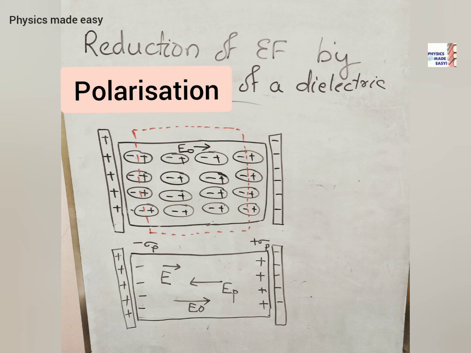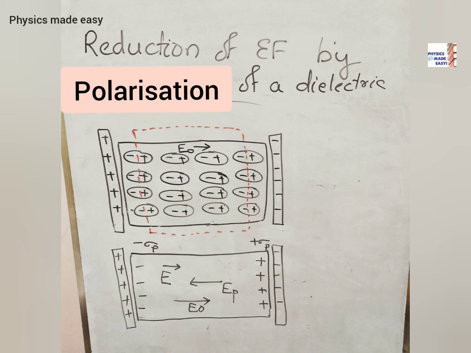cancel the negative charges of the dipoles of the second column. That will happen throughout. Thus, the volume charge density in the interior of the slab becomes 0. However, there is a net uncancelled negative charge on the left face, and likewise a positive charge on the right face of the slab. Thus, the polarized dielectric is equivalent to two charged surfaces with induced charge density.